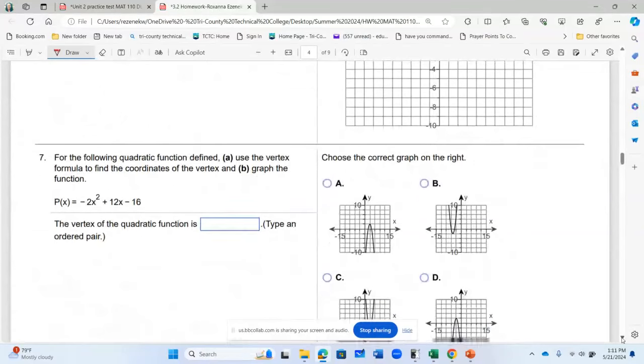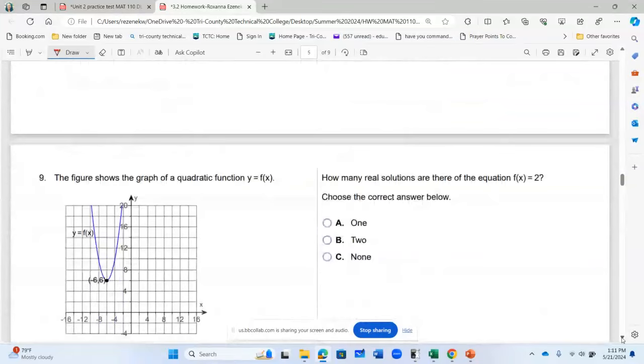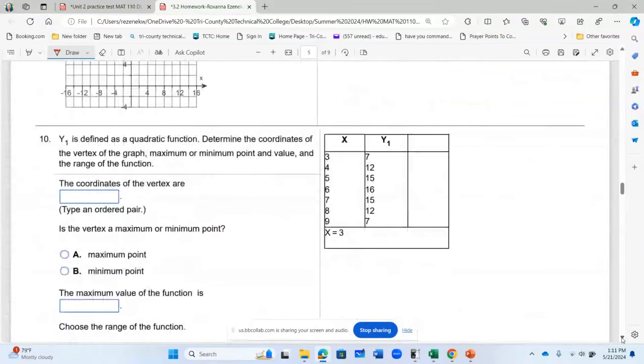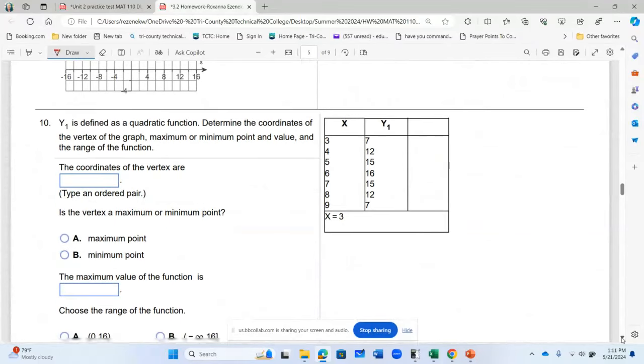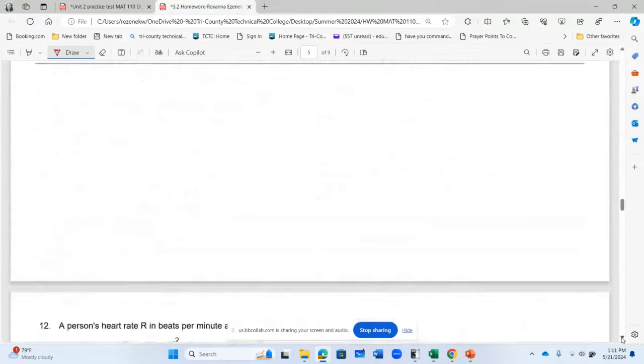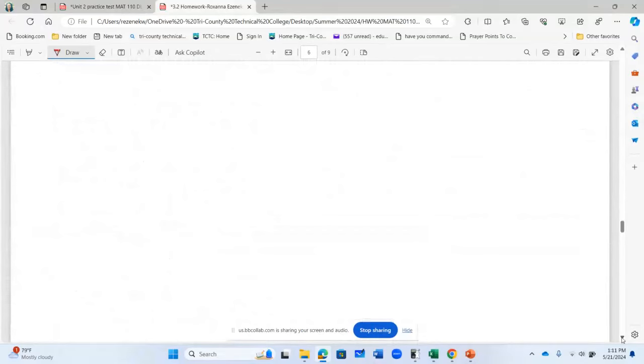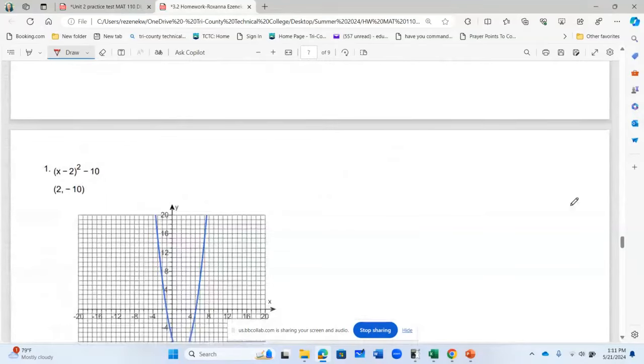Let's see. If I don't see completing the square here, I will go to determine the coordinates of the vertex, which means you have to graph the function. All right, so it didn't ask me to do a whole lot here. And that's all. Okay, so let's go to 3.3.